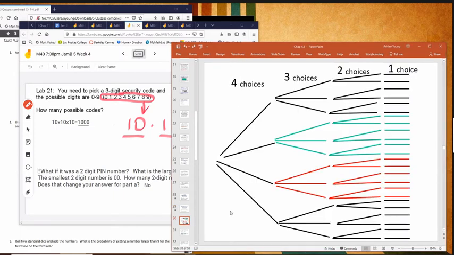Here it is looking at a tree. For the first draw, the first position, I have 4 choices to choose from. Once I pick one, say I pick this one, then I only have 3 things left to pick from. Then I pick this one, and now I only have 2 left. Once I pick one of those, I only have 1 thing left. So there are 24 possible outcomes that you can choose from there.